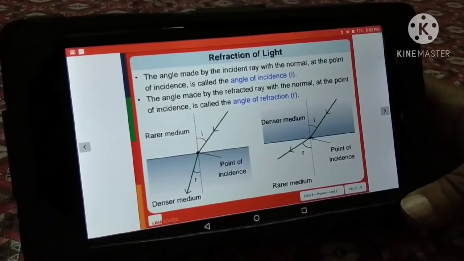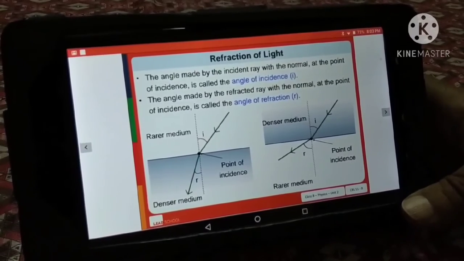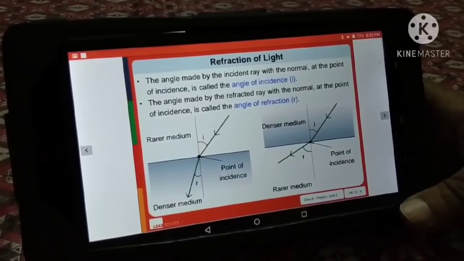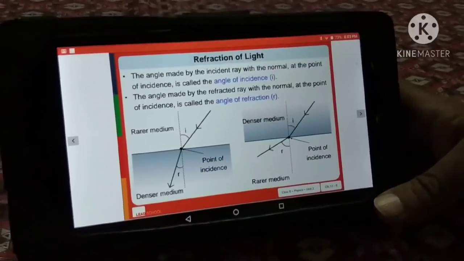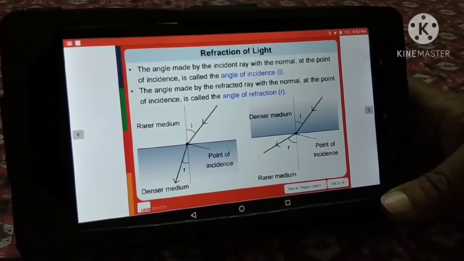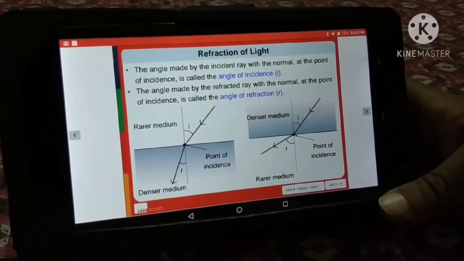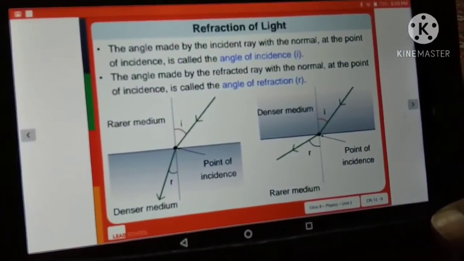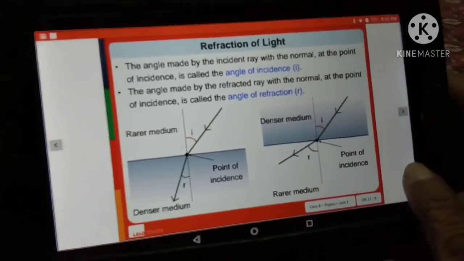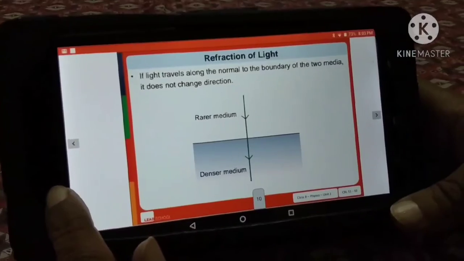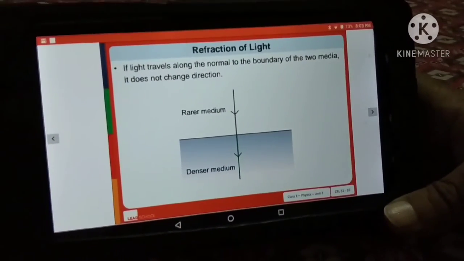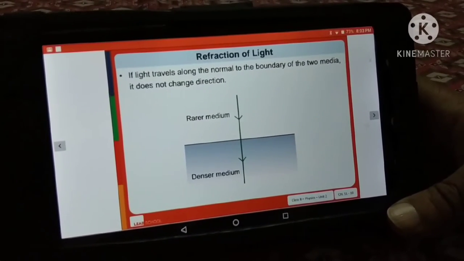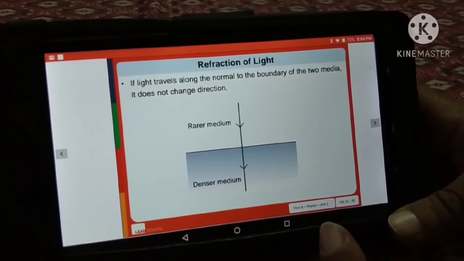The angle made by the incident ray with the normal at the point of incidence is called angle of incidence, that is I, and the angle made by the refracted ray with the normal at the point of incidence is called angle of refraction. Here in this diagram you can see angle of incidence I and angle of refraction R. If light travels along the normal to the boundary of two media, it does not change its direction like it has been shown in this diagram.